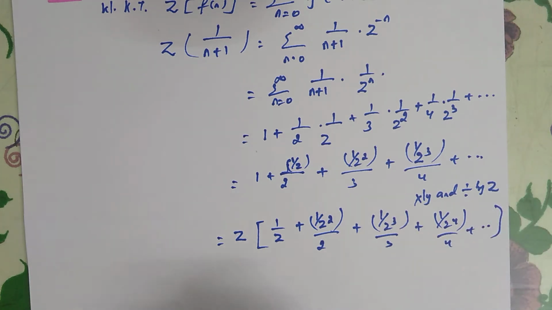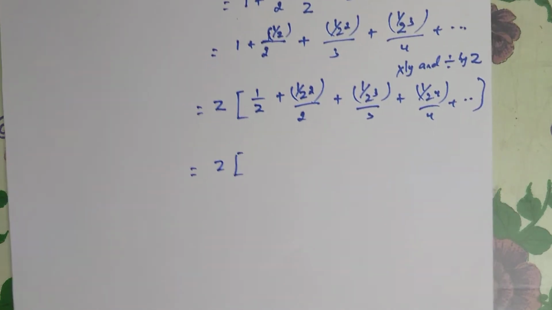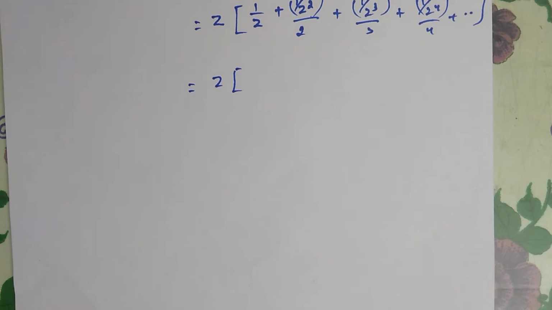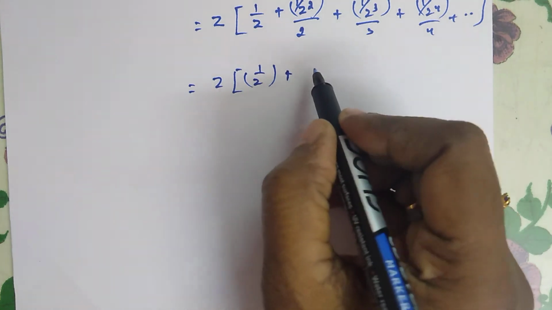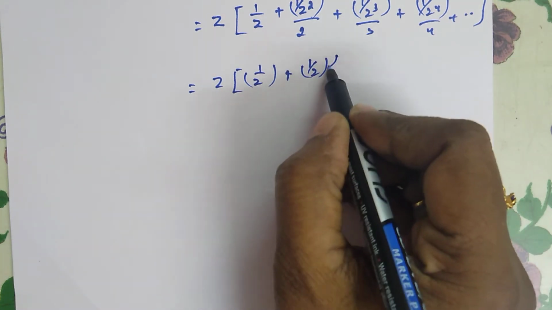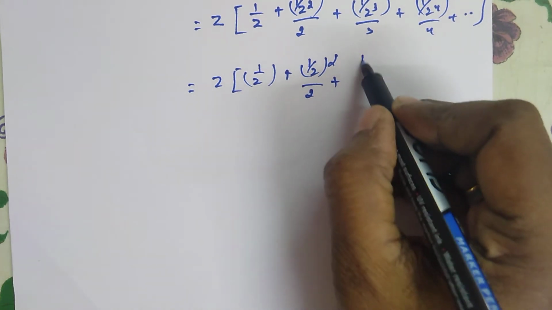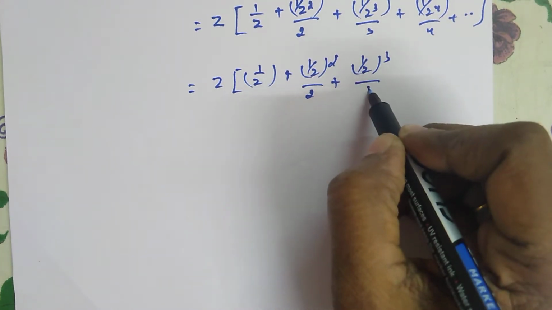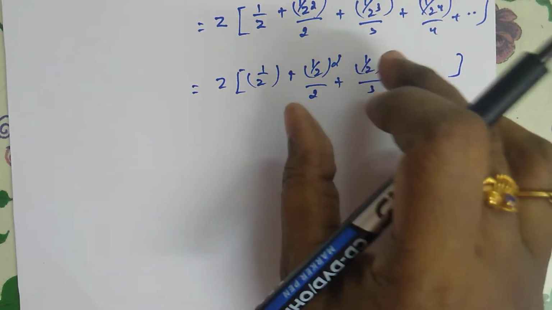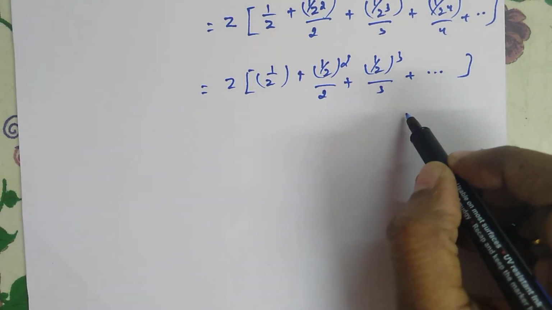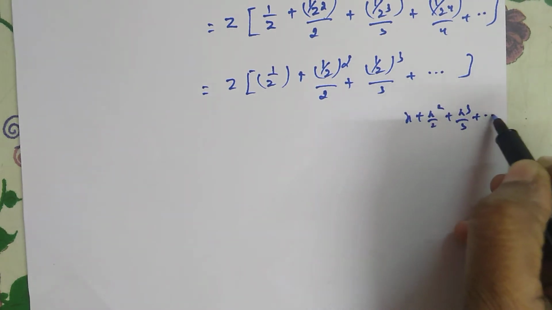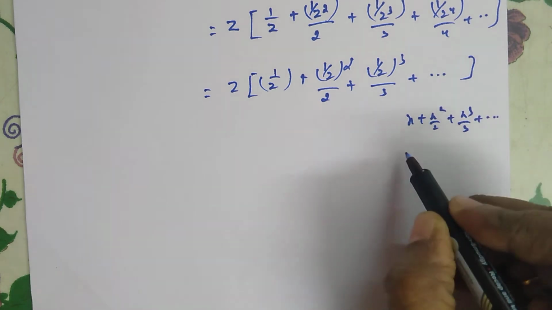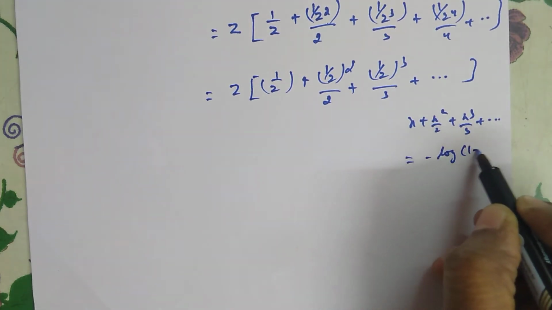Now z into 1 by z plus 1 by z the whole square by 2 plus 1 by z the whole cube by 3 plus etc. Now this is of the form x plus x square by 2 plus x cube by 3 plus etc. What is the formula for this? The formula is minus log of 1 minus x.